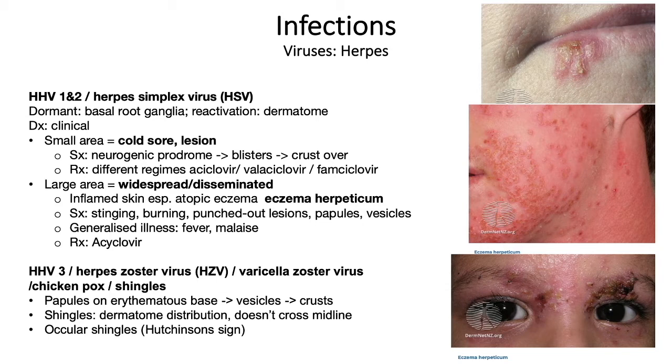If HSV spreads over a large area, it can be described as widespread or disseminated. So for example, an atopic eczema. And in this case, it would be called eczema herpeticum. Eczema herpeticum shows multiple punched out lesions, papules, and vesicles, as you can see in the two lower images on the right-hand side. It responds well to acyclovir, but if it isn't treated, it can be fatal, especially in children.